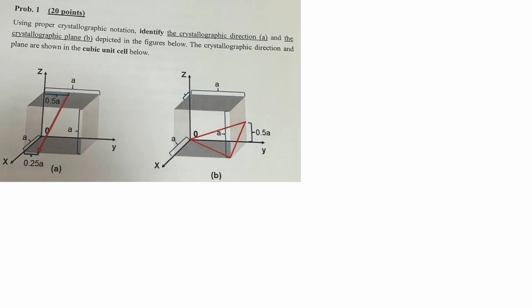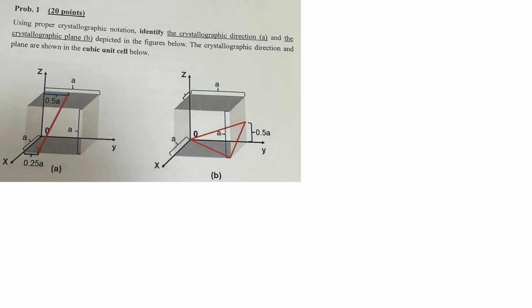So hello guys, let us see again the questions related to directions and the planes in the unit cell. So the question is, using proper crystallographic notation, identify the crystallographic direction A and the crystallographic plane B depicted in the figures below. The crystallographic direction and plane are shown in the cubic unit cell.